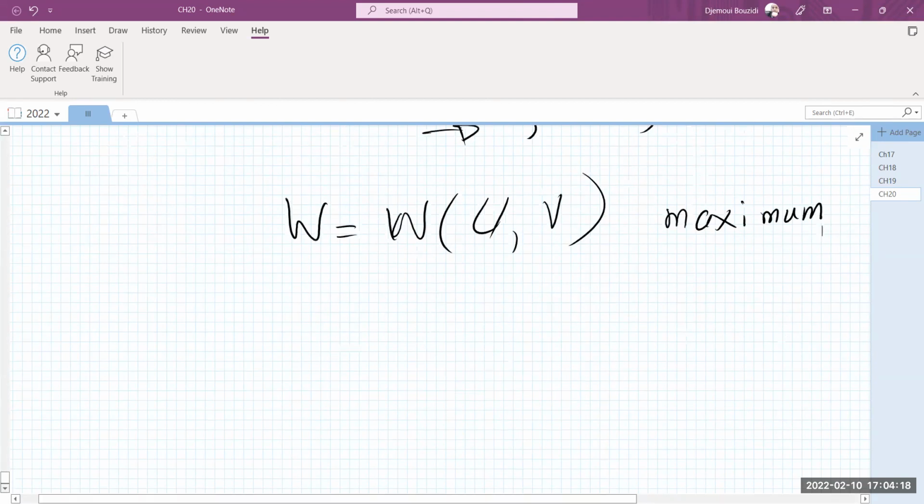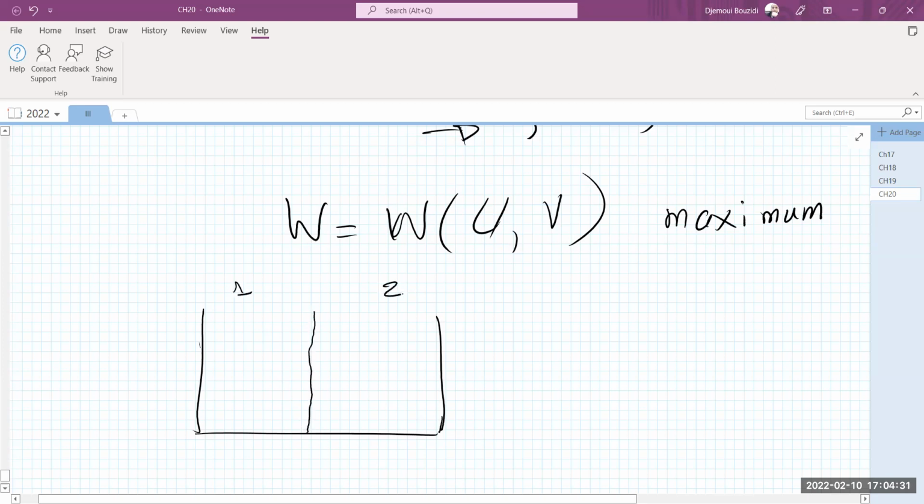Having said that, imagine the following case, okay? Imagine that you have two systems. System 1 and system 2.